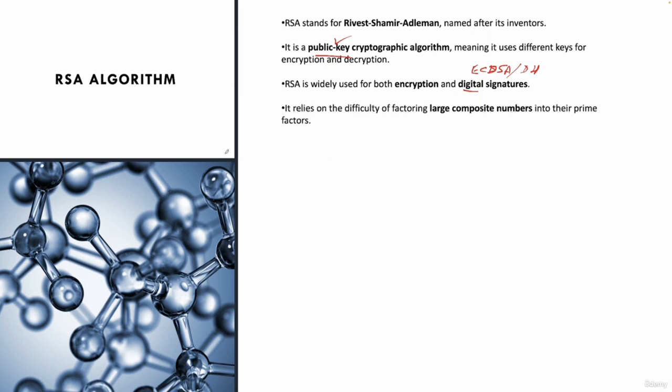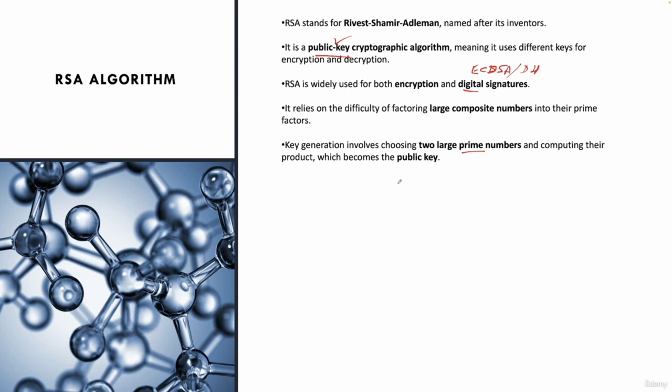The main thing is that it relies on the difficulty of factoring large composite numbers into prime factors. So the base for the RSA algorithm is working on prime numbers, and we will see with an example as well. In our example, we might take smaller prime numbers, but in the real world you take very large prime numbers. So key generation involves choosing two large prime numbers and computing their product. So you always have a public and private key pair.